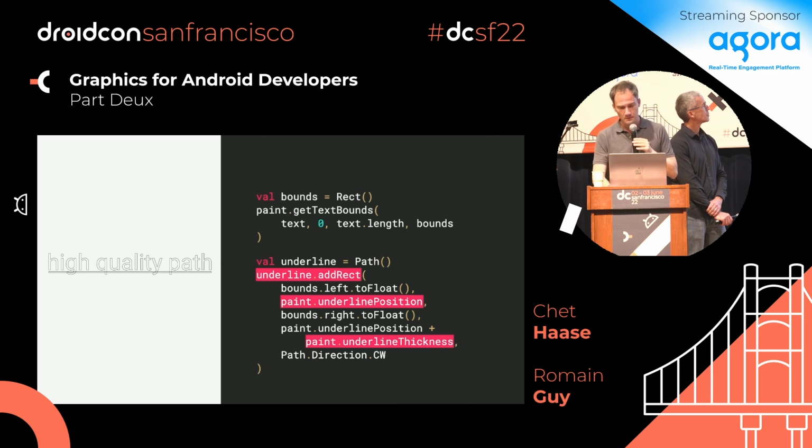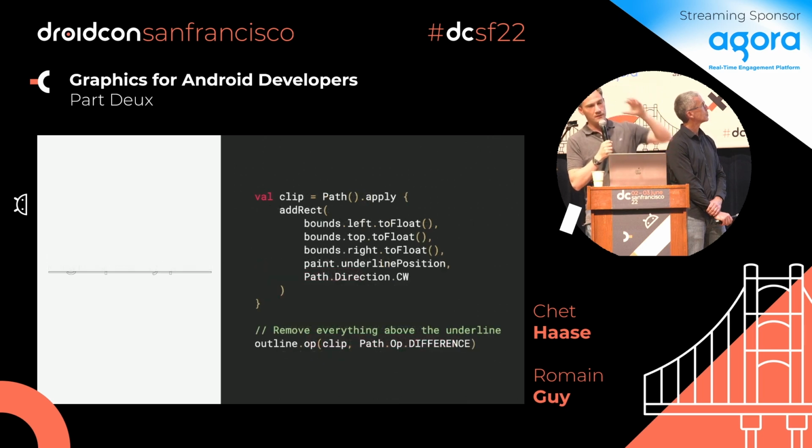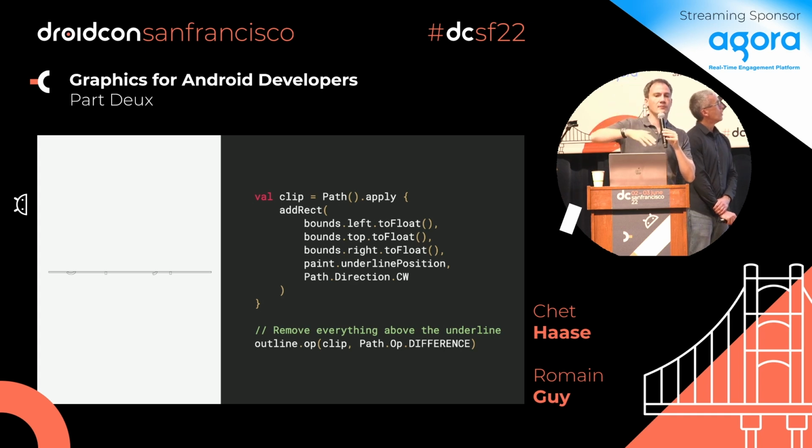So we do this. So now we have two paths. We have the outline of the text. We have an underline, which is just a rectangle. And then the next step is we're going to take the outline of the text and clip away everything that's above the underline. It's going to be important for the next step.